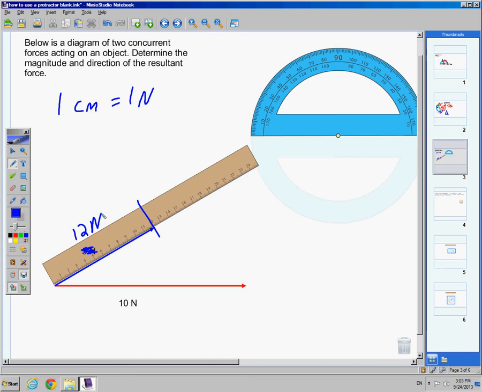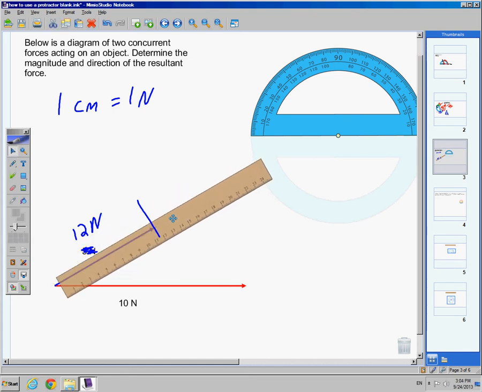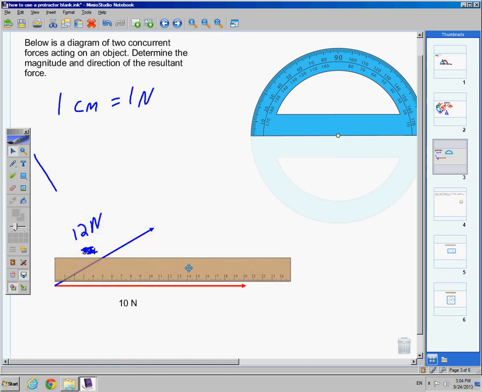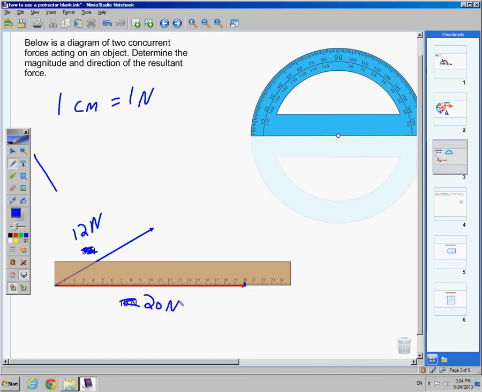And then I'm going to now measure the bottom one. Actually, I'm going to get rid of that line anyway. This way it's not in my way. And this one looks about 20. My cutoff line right about here. I'm just going to say it's 20. And that might be off a little bit, but that's all right. This is just quick and easy. So I have my two vectors. One is going to be 12 newtons, and one's going to be 20 newtons.